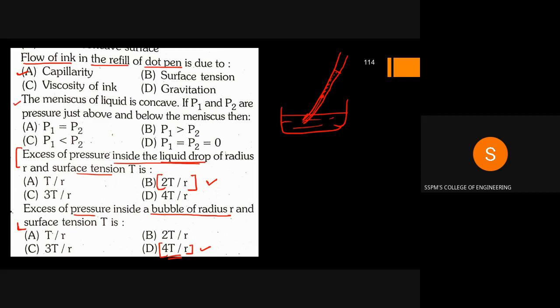The meniscus of a liquid is concave if P1 and P2 are the pressures just above and below the meniscus. This is the liquid meniscus formed inside the capillary tube. This is the pressure just above the meniscus, P1, and this is the pressure just below the meniscus, P2. To form a concave meniscus, P1 has to be greater than P2. So the correct option is option B.